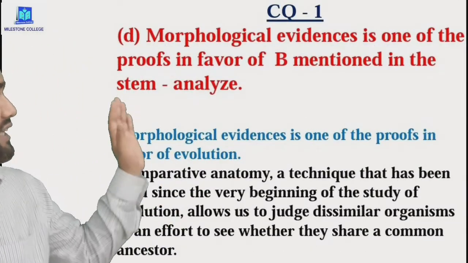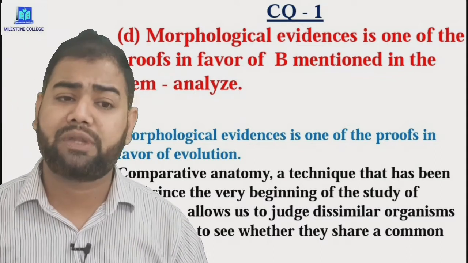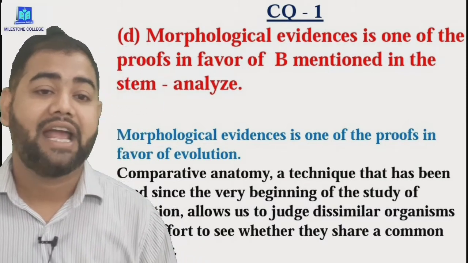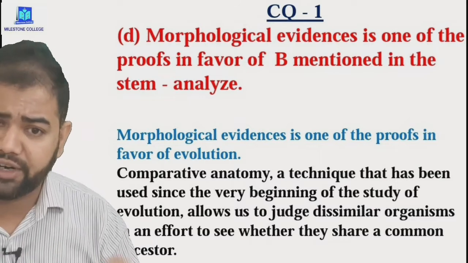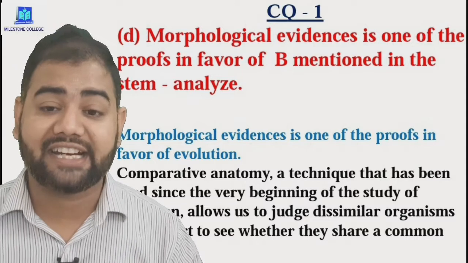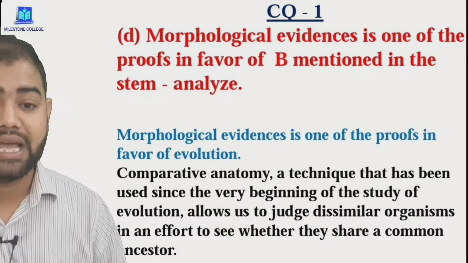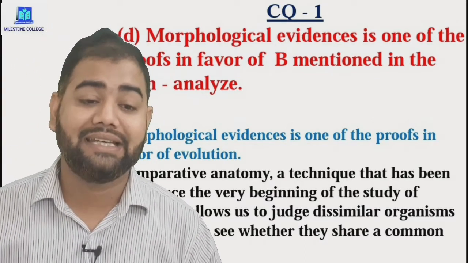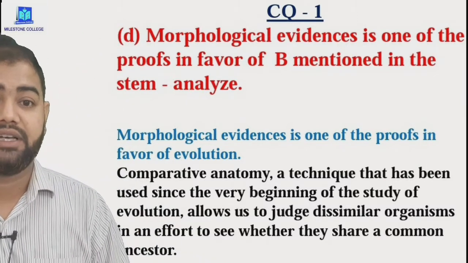Here the question D, the higher ability based question. Morphological evidences is one of the proofs in favor of B mentioned in the stem. Analyze. Morphological evidences is one of the proofs in favor of evolution. Comparative anatomy, a technique that has been used since the very beginning of the study of evolution, allows us to judge dissimilar organisms in an effort to see whether they share a common ancestor.